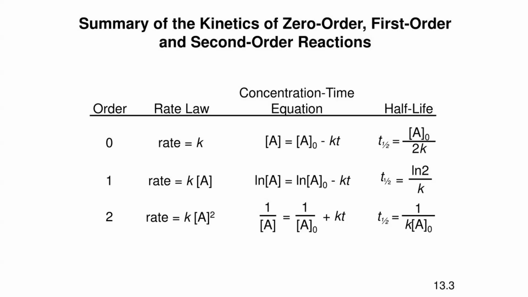And for the first order, we have rate is equal to K times concentration of A, where the equation represents ln of the concentration of A is equal to ln of the initial concentration of A minus Kt, and the half-life is equal to ln 2 over K. And of course, for the second order reaction, we also have the equation here and the half-life: 1 over the half-life is equal to K times the initial concentration of A.